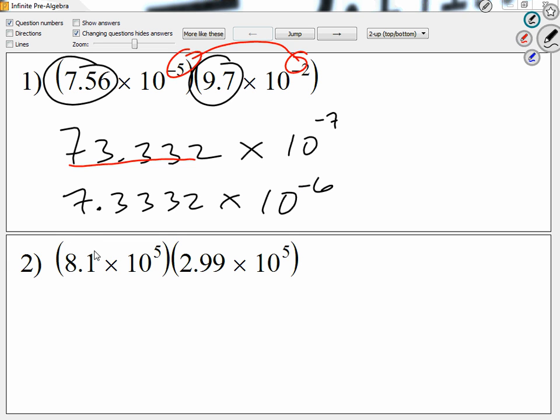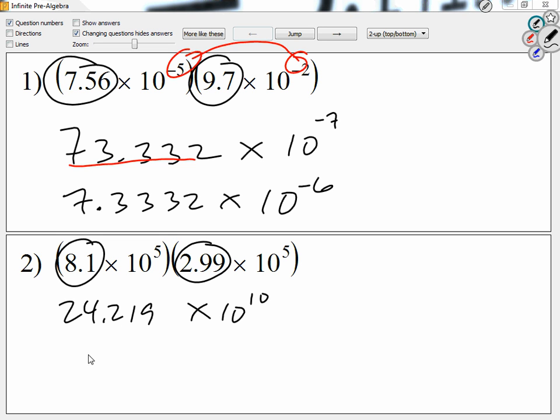Alright, let's take a look at question number 2. 8.1 times 2.99. What do you guys get? 24.219 times 10 to the 10. Alright, once again on my 10s, I just added the exponent, right? 5 plus 5 gave me 10. We have to fix that. Let me write this as 2.4219 because I have to make that between 1 and 10.